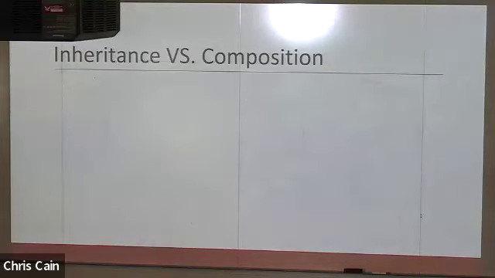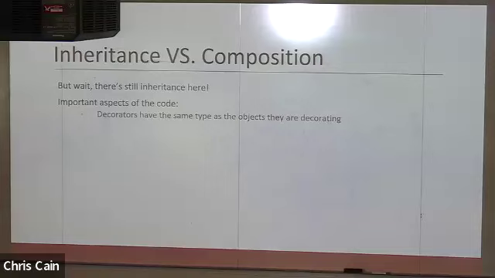All right, we're gonna take one more look at inheritance versus composition. So we see that there is still inheritance embedded in this system. One thing to note about decorators is they're going to end up having the exact same type as the objects that they are decorating. So a beverage decorator is a beverage object.